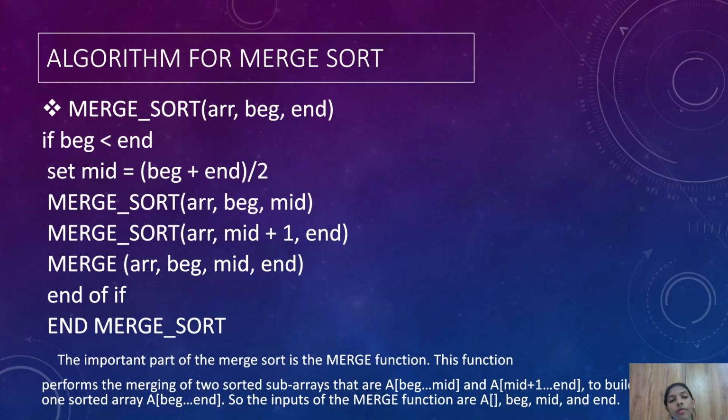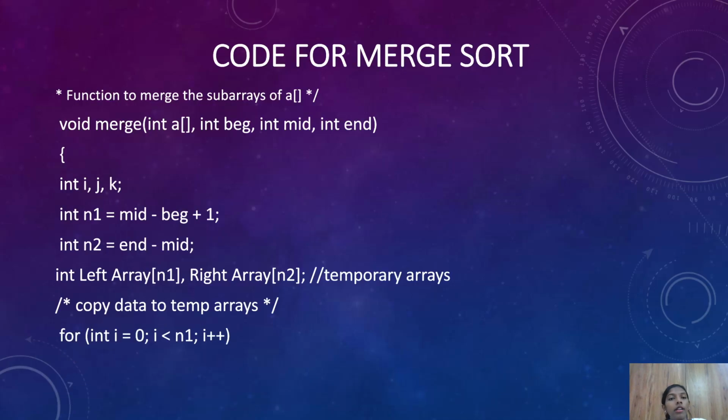Algorithm for merge sort. This is the algorithm for merge sort, where mid is found by adding beginning plus end divided by 2. The important part of merge sort is the merge function. This function performs the merging of two sorted subarrays, that are A[beginning to mid] and A[mid+1 to end], to build one sorted array A[beginning to end]. So the inputs of the merge function are the array A, beginning, mid, and end.